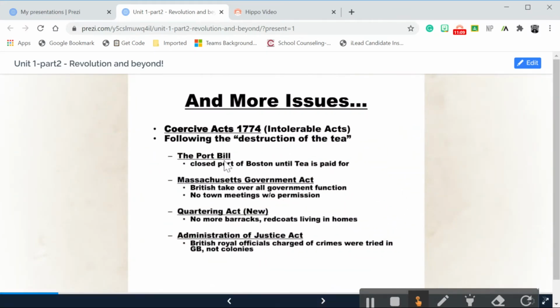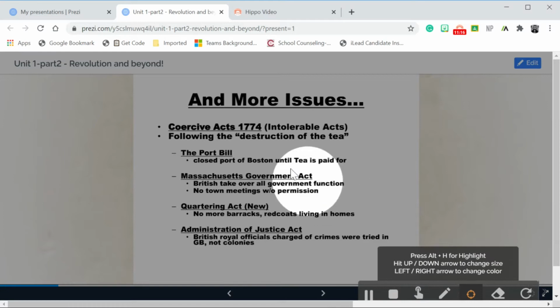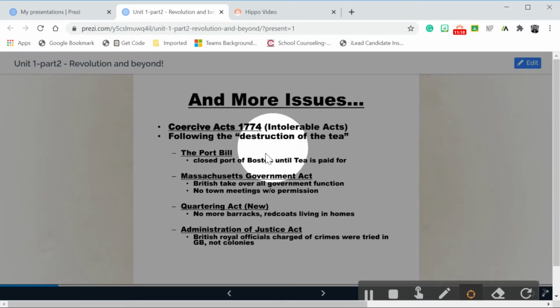All right, so let's get more into those Intolerable Acts. So you had a couple things. This is going to be in your fill-in notes, number 11. The Port Bill closed the Port of Boston until the tea was paid for. The Massachusetts Government Act meant no more meetings without permission.